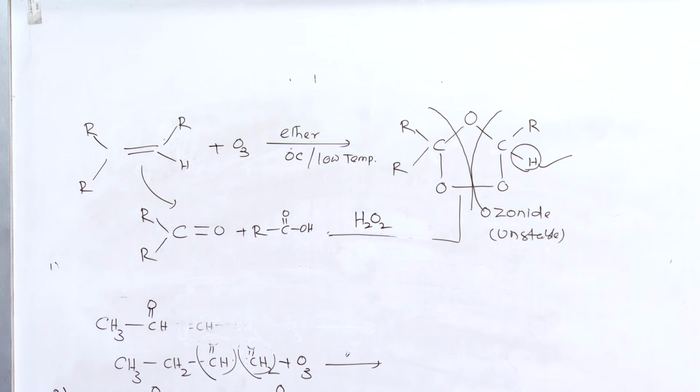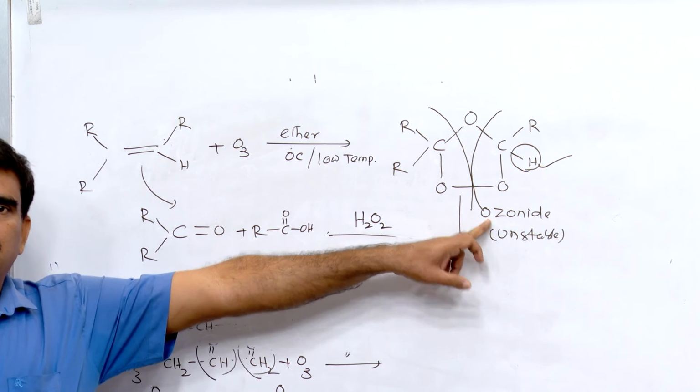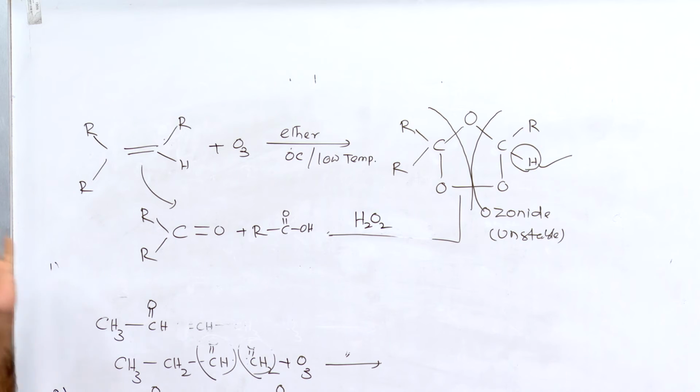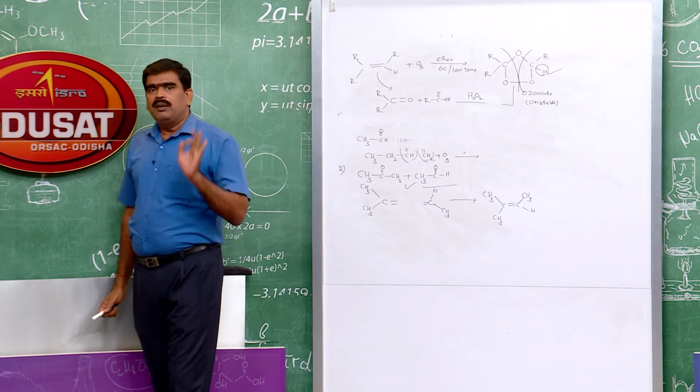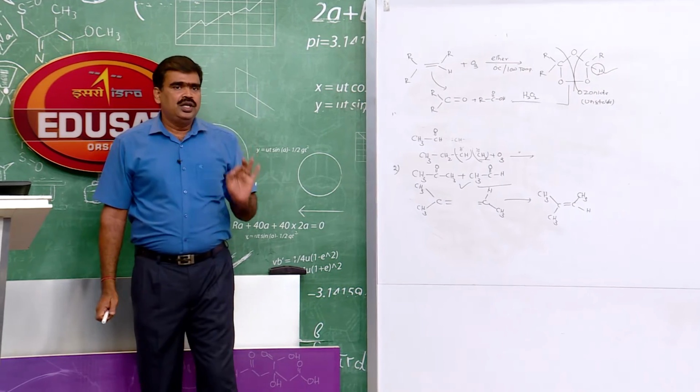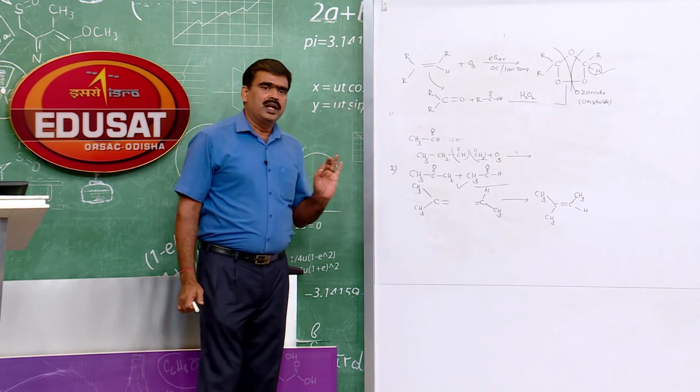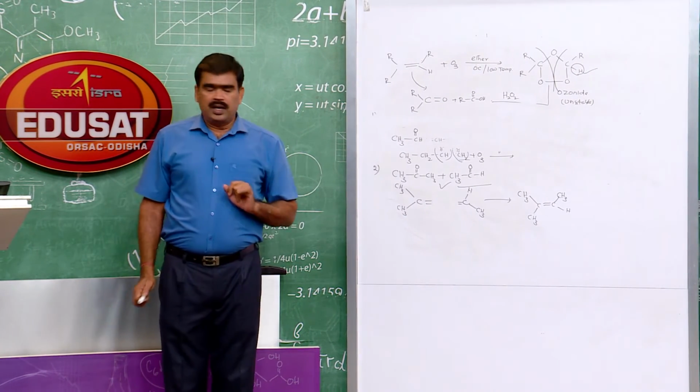So, be careful when you are doing decomposition of ozonide by using suitable reducing agent. कभी हाइड्रोजन पेरोक्साइड मत लिखना, सिर्फ जिंक वाटर और डाइमिथाइल सल्फाइड ही लिखना, ठीक है, ये बहुत इंपॉर्टेंट है.